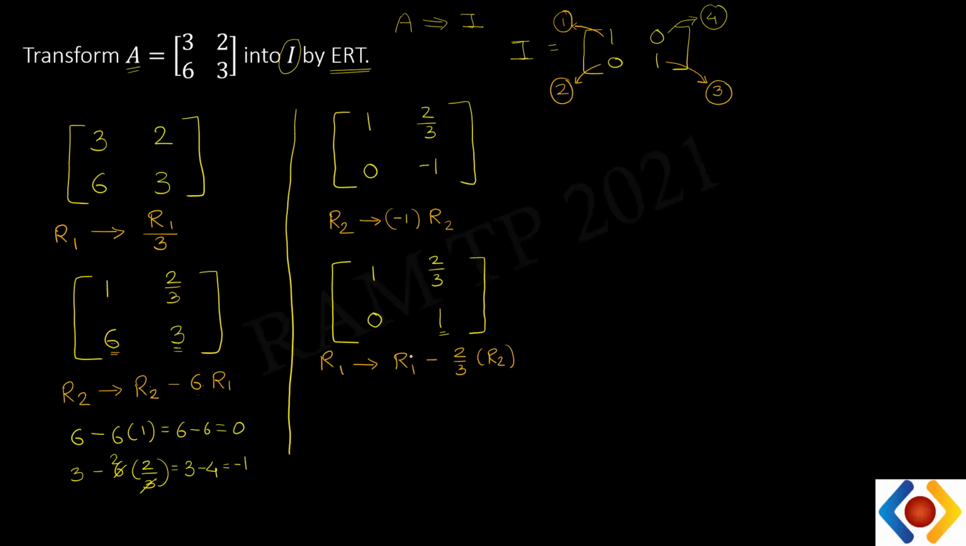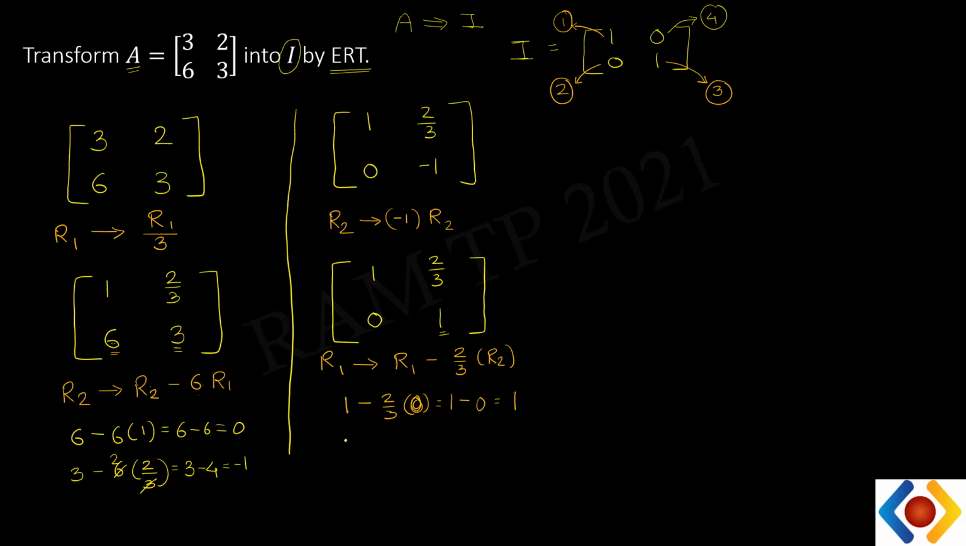So first element, okay, 1. We don't need to do it for the first element, but let it be there. 2 by 3 into R2. What is R2? Corresponding element 0. So this will give me 1 minus 2/3 into 0, which is 0. So 1 minus 0 is 1. It remains the same. This element did not change. Very important point, because that is what we want finally.